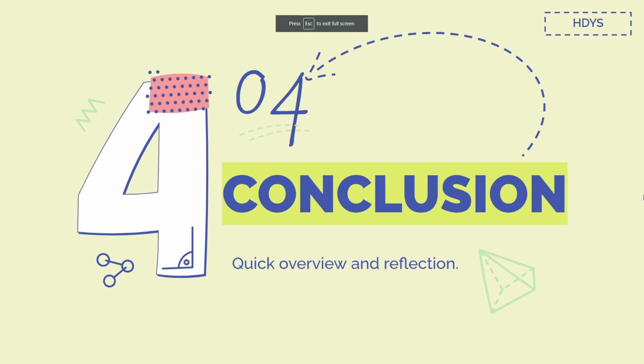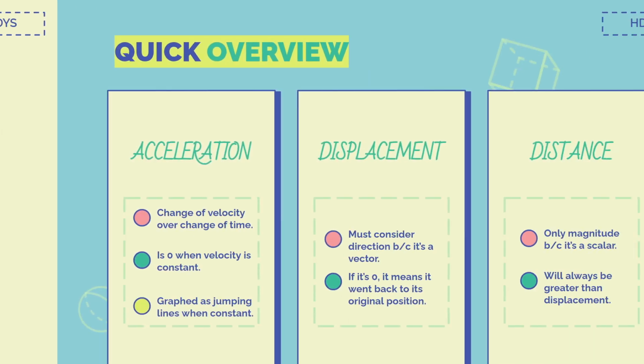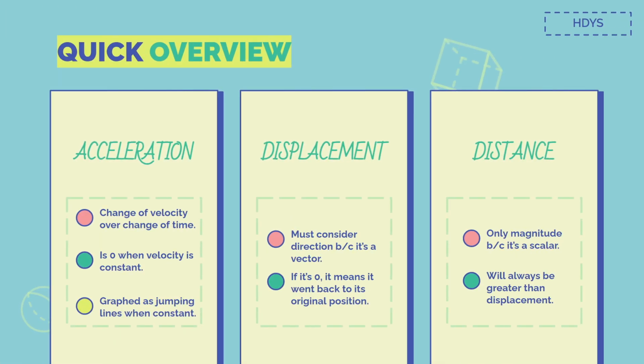Okay, so now let's get to the conclusion, which would be a quick overview of what we went over and a reflection. So what do we know about these three things? For acceleration, we learned that a is equal to the change of velocity over the change of time. So if you are given a velocity time graph that is linear, you would just find the slope of each time segment that is asked from you. We also noticed that the acceleration is 0 when the velocity is constant. That is because there is no change of velocity. If you were to subtract the final velocity minus the initial velocity, you will get 0. So 0 over anything is just 0.